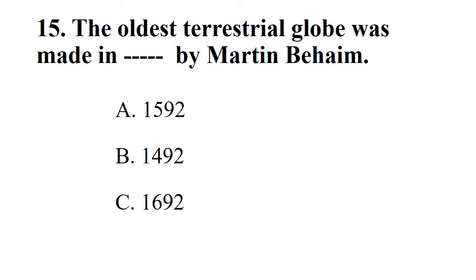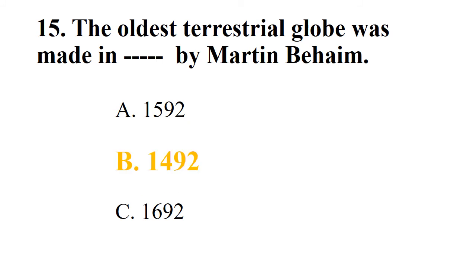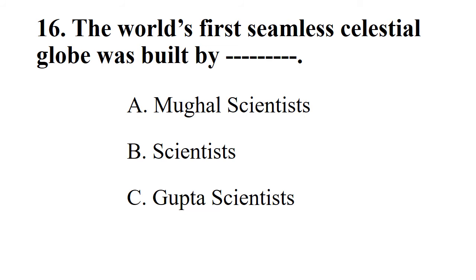Next, the oldest terrestrial globe was made in dash by Martin Behaim. Options: 1592, 1492. Right option: 1492.